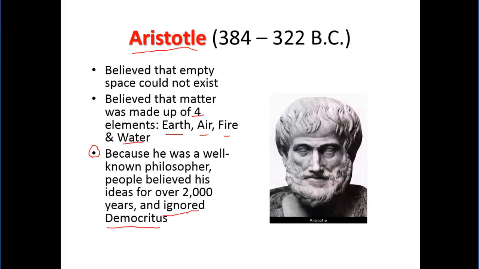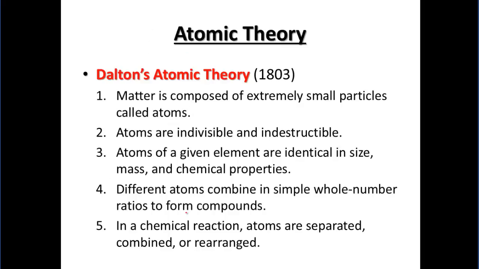It wasn't until almost 2,000 years later that we decided to start changing up the ideas. And here are 6 key ideas. There are 5 on this page. First off, Dalton came with the idea of the atomic theory. The first one was: matter is composed of extremely small particles called atoms.